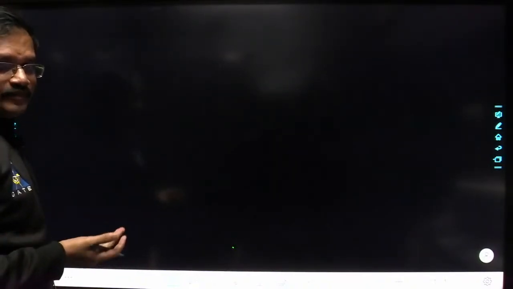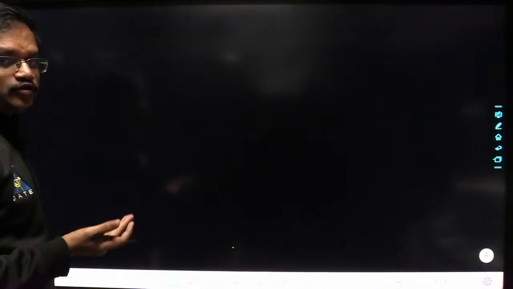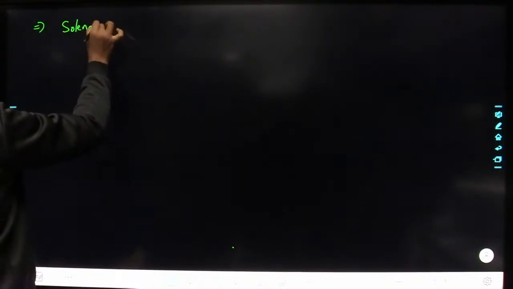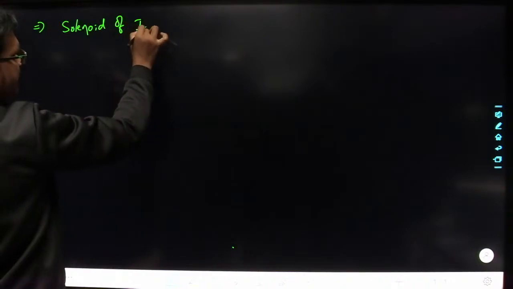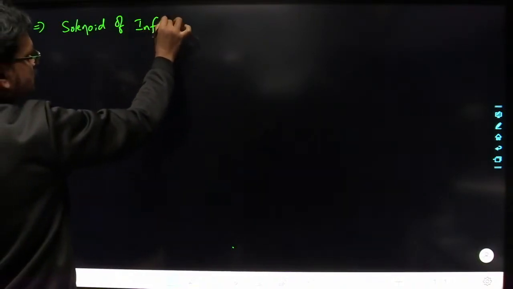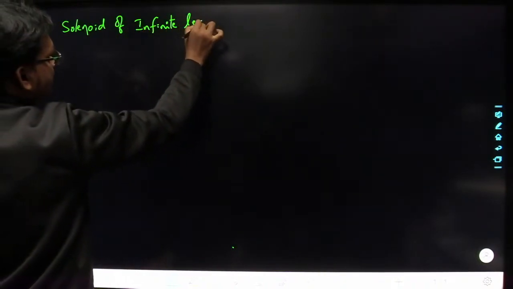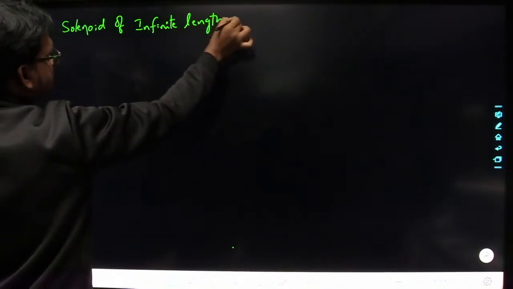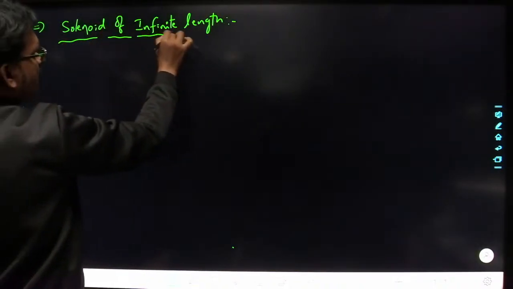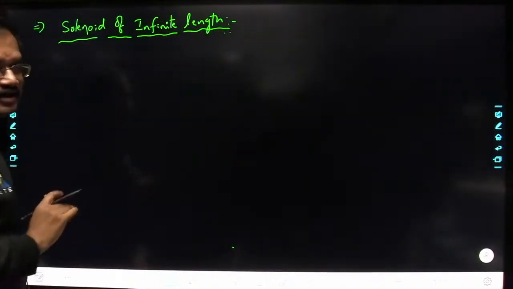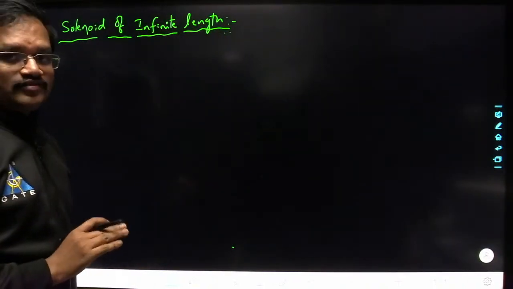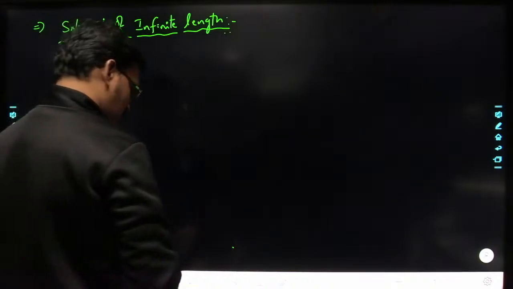With the help of Ampere's law, we are trying to determine the B field. So let us consider a solenoid of infinite length. We try to determine the B field inside the solenoid of infinite length.